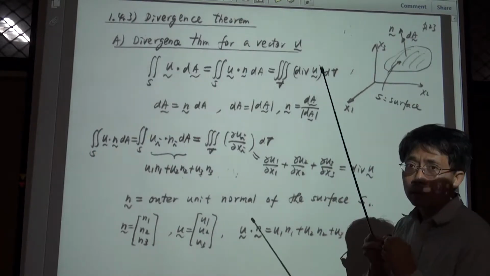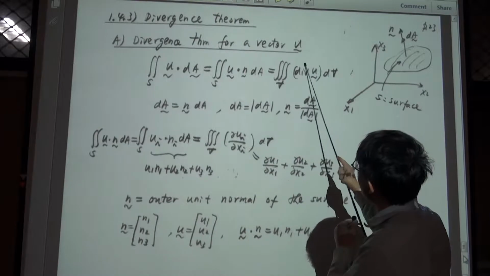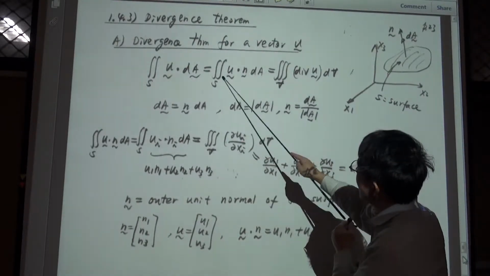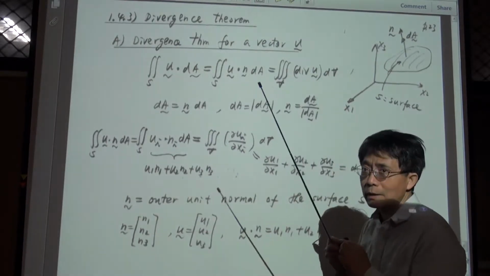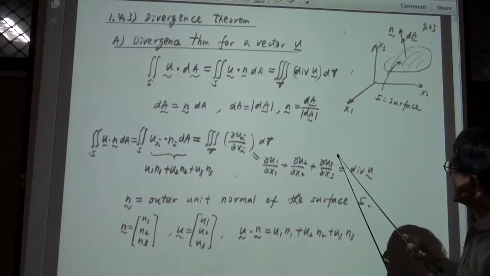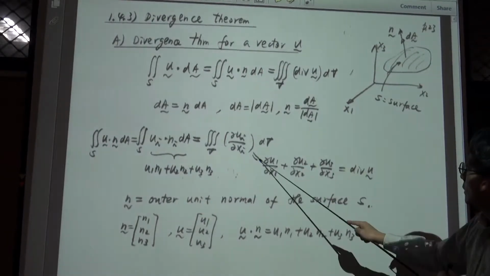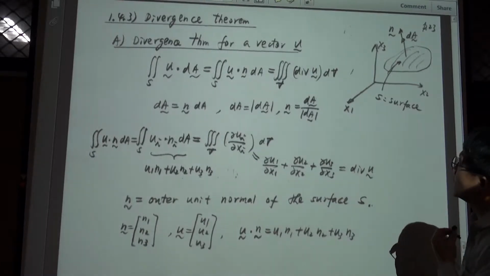Now, according to the divergence theorem, this vector can be replaced by the divergence of v, and this surface integral can be replaced by the volume integral. Okay, and what is divergence v? Divergence v is this one: partial u1 partial x1, plus partial u2 partial x2, plus partial u3 partial x3.